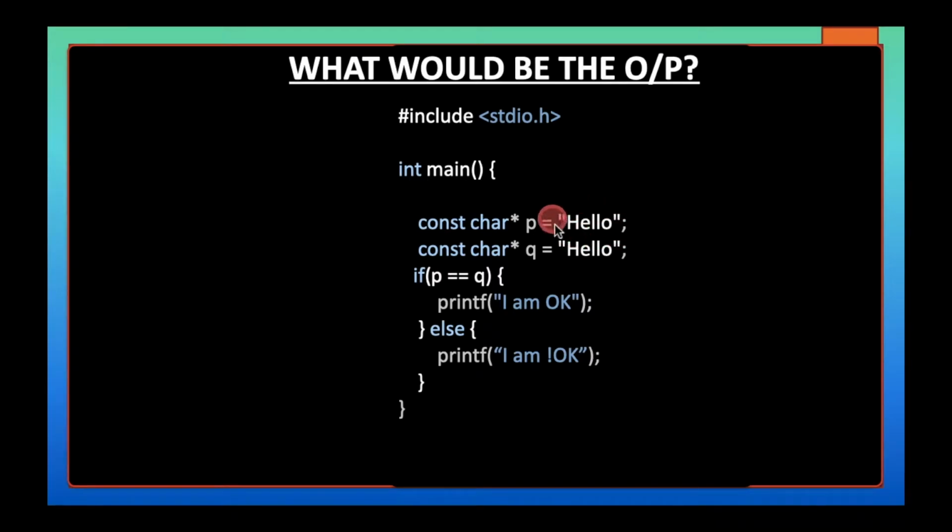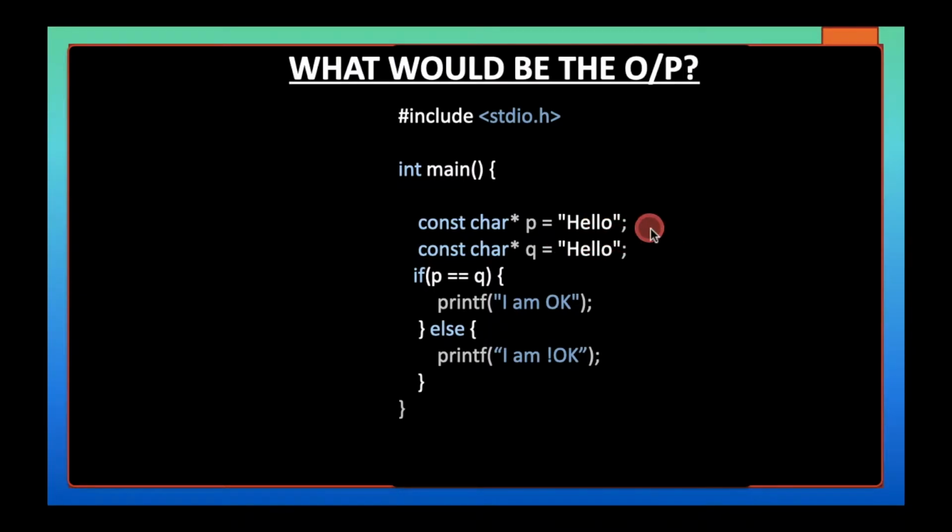Observe here. This is nothing but a string constant, right? This hello within double quotes is a string constant. By default, string literals are constants. So where will memory be allocated for this? It will be in some constant or read-only memory location, right?